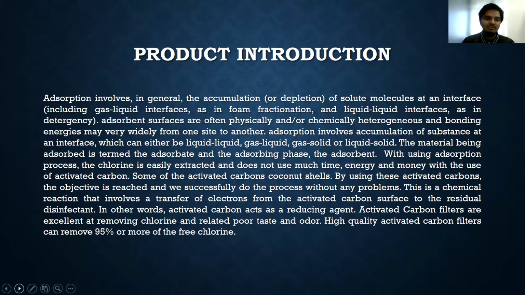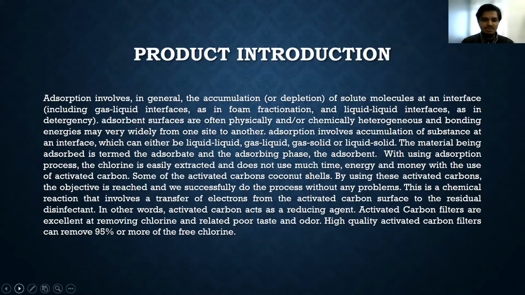Adsorption involves in general the accumulation or depletion of solute molecules at an interface, including gas-liquid interfaces as in foam fractionation and liquid-liquid interfaces as in detergency. Adsorbent surfaces are often physically or chemically heterogeneous and bonding energies may vary widely from one side to another. Adsorption involves accumulation of substance at an interface, which can be liquid-liquid, gas-liquid, gas-solid, or liquid-solid. The material being adsorbed is termed the adsorbate and the adsorbing phase the adsorbent.